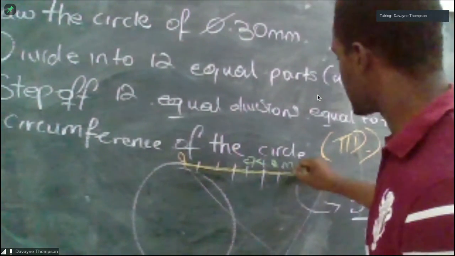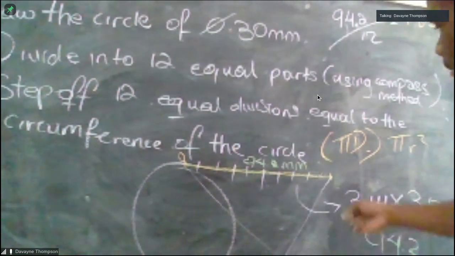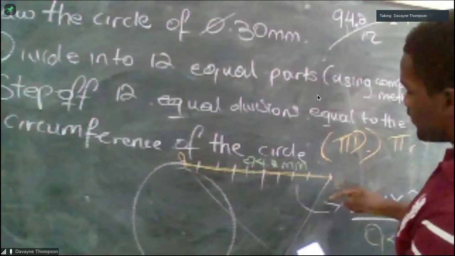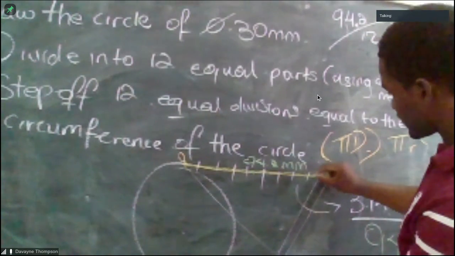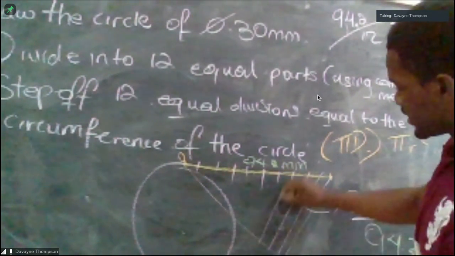Continue until you finish. You're going to use this angle now, bring it to this point, and make your line. Make your line. Continuously make your line.